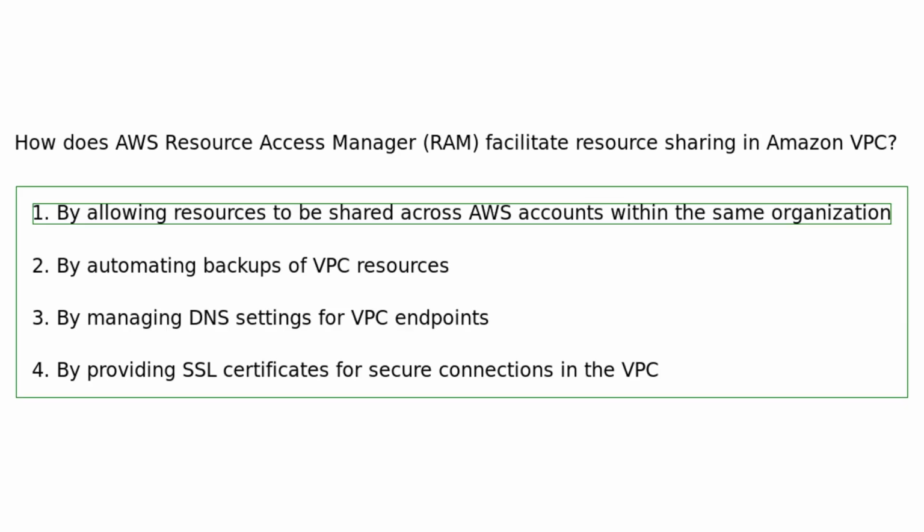AWS Resource Access Manager in Amazon VPC facilitates resource sharing by allowing resources such as subnets, security groups, and route tables to be shared across AWS accounts within the same organization, enabling collaboration and resource access control.